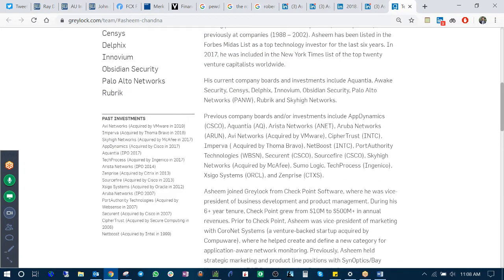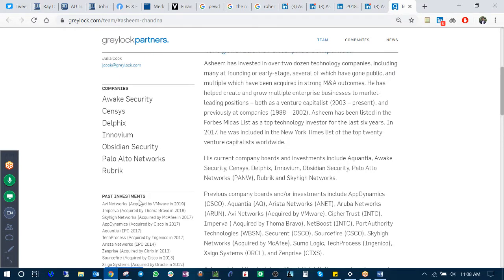And then these are his past investments. So Imperva got acquired by Thoma Bravo, AVI Networks by VMware, Sky High Networks, App Dynamics, Arista Networks we like, Aruba Networks is in there, and so forth. I don't know what his thinking logic is when they're funding an idea or finding the entrepreneur. I don't know if he's trying to look for an exit through a corporation or through IPO, right? But that's something I wish I asked.